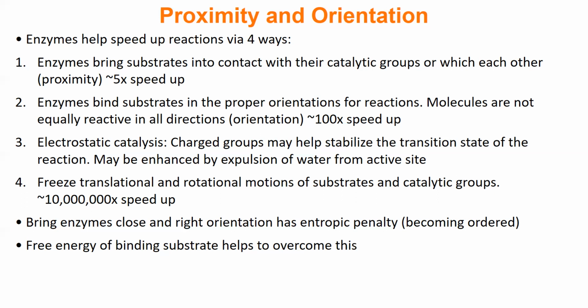But the biggest way that an enzyme speeds up a reaction is by stopping translational and rotational movement, right? Atoms are constantly moving and rotating. Single bonds will rotate and they'll also stretch like a spring. So you have rotation and stretching going on at the same time. And what an enzyme can do is really stop all this translational and rotational movement by holding it still. And this speeds it up by about 10 million times.